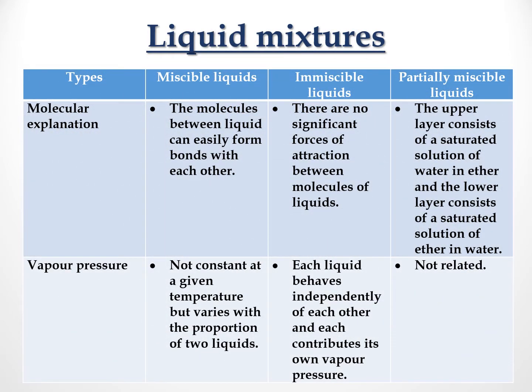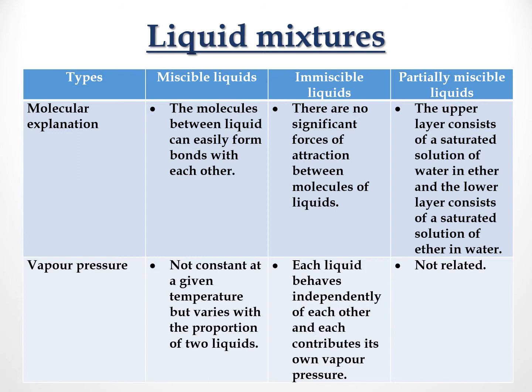Molecular explanation. Miscible liquids have molecules that can form bonds with each other. As for immiscible liquids, there are no forces of attraction between the molecules of the liquids. For partially miscible liquids, the upper layer consists of a saturated solution of water in ether, and the lower layer consists of a saturated solution of ether in water.